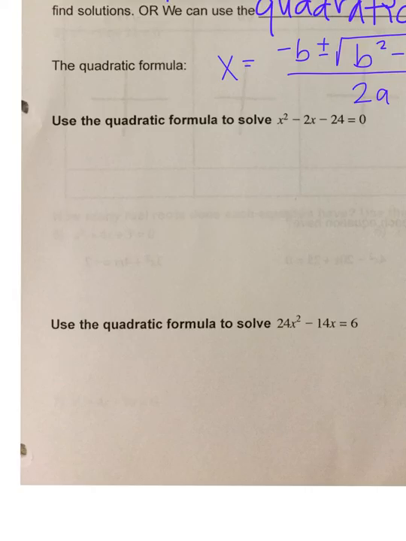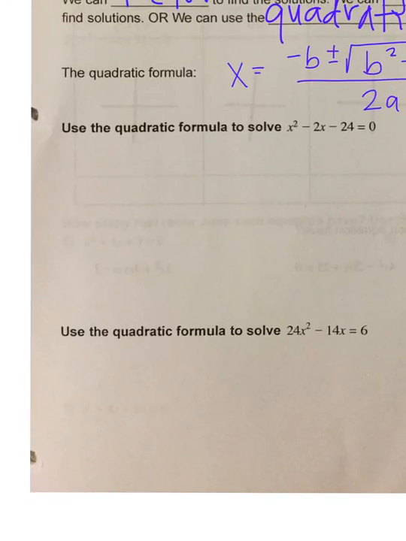So we are going to use the quadratic formula to find the answers to this problem. The first thing we need to do is figure out what a, b, and c are. And remember when we had ax squared plus bx plus c. So my a would be whatever's in front here, then b, and c. So a equals 1, b equals negative 2, and c equals negative 24. So now we're just going to take all of that information and plug it into our formula.